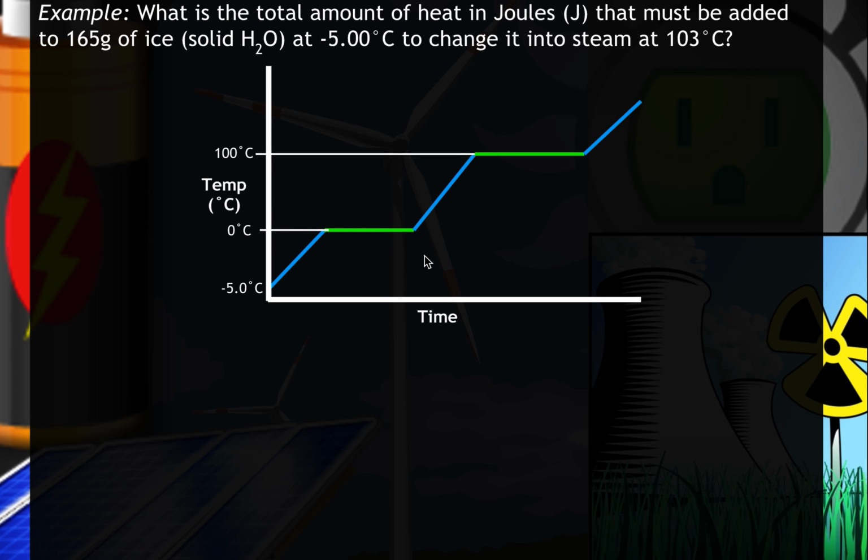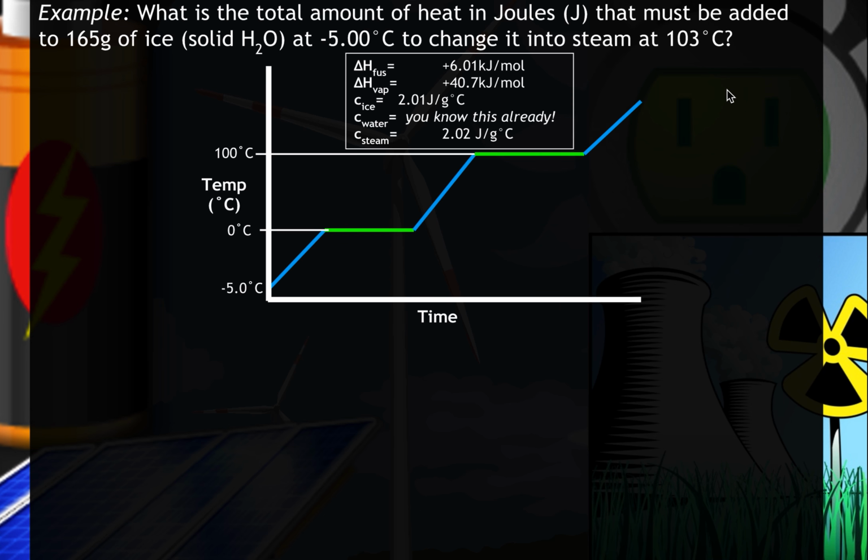So here's the question again. What's the total amount of heat in joules that must be added to 165 grams of ice, which is solid H2O, that is currently at -5 degrees Celsius to change it to steam at a final temperature of 103 degrees Celsius? There's the information I'm given.